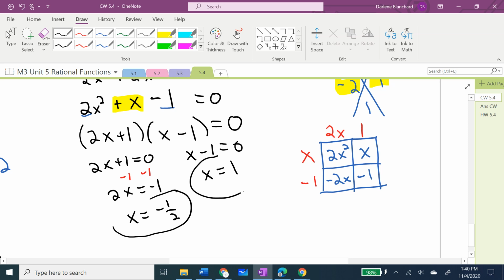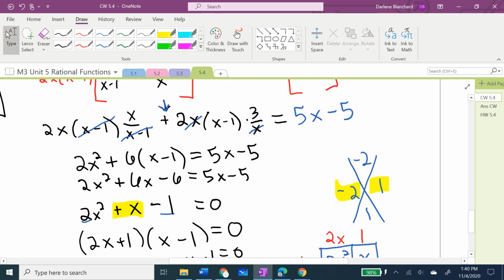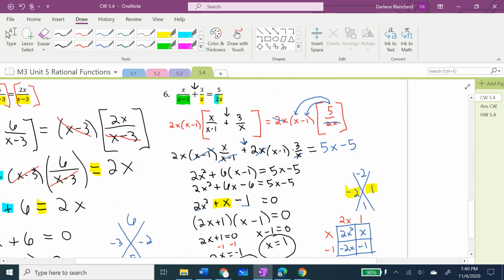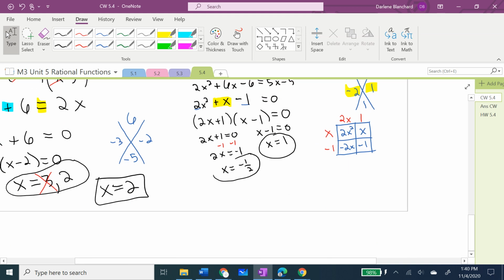Okay, I get two answers. The question is, are either of them extraneous? Do any of them make an original denominator 0? And I've got an x minus 1 denominator, so that one isn't going to work out. But the other number does work out. All right, so there you go.